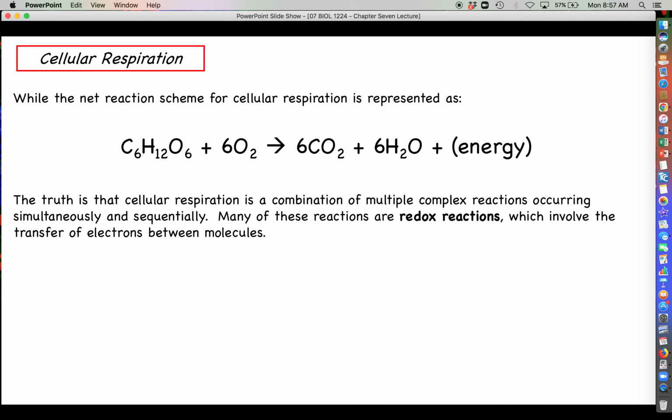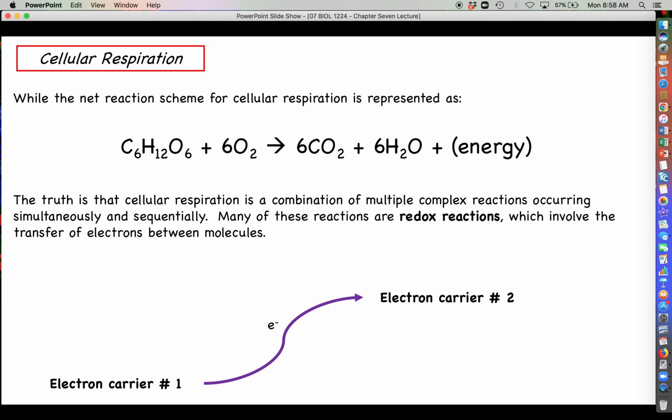We're going to see that a lot of these reactions are called redox reactions, something that we introduced all the way back in Chapter 2. If you don't remember that, that's fine. We're going to review exactly what the term redox means here. A redox reaction is one that involves the transfer of electrons from one molecule to another, or from one species to another.